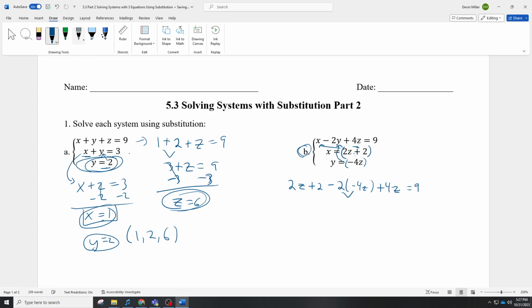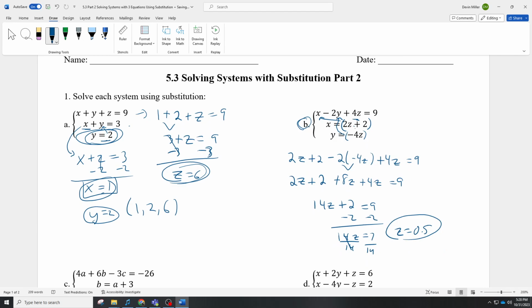So let's do some multiplication here. We have negative 2 times negative 4. That's positive 8z plus 4z equals 9. 2z plus 2. All these z's can be put together. So we have 2 plus 8, which is 10, plus 4, so we get 14z plus 2 equals 9. Subtract 2 on both sides. 14z equals 7. Divide by 14, and we get a z value of 0.5.